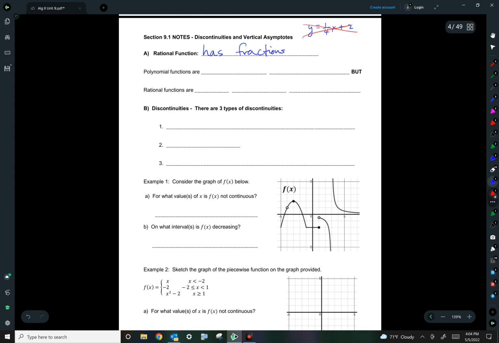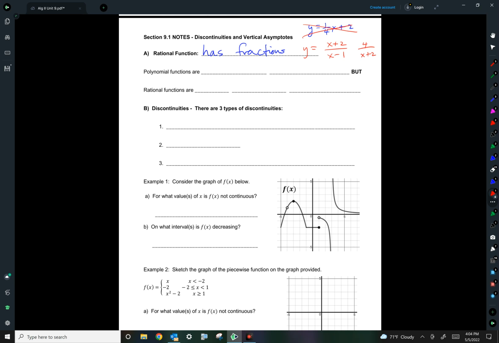When we say it has fractions, we're talking about maybe y equals x plus 2 over x minus 1. A fraction where you have variables in both the top and the bottom. You could also have variables in just the bottom, maybe 4 over x plus 2 might be another example of a rational function. But essentially you have variables either in both the numerator and denominator or just in the denominator. Okay, so that's what we mean by rational functions.